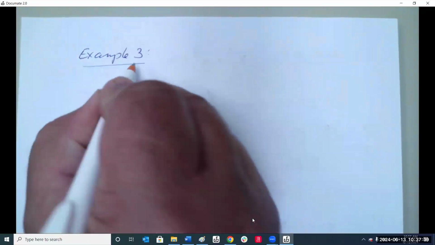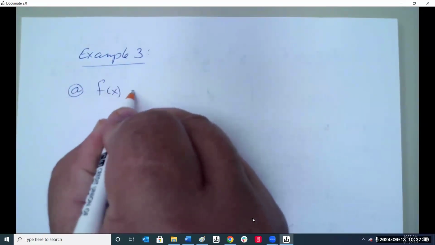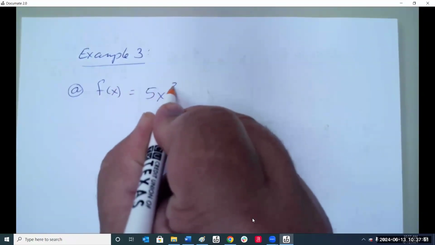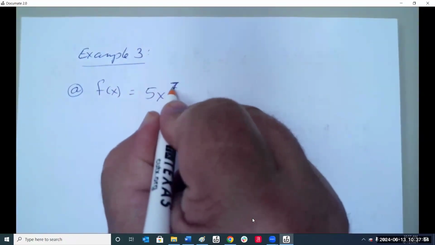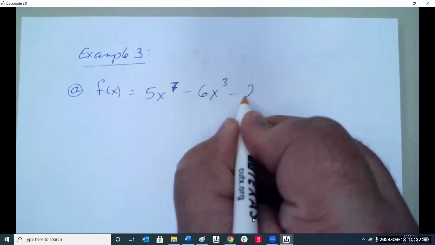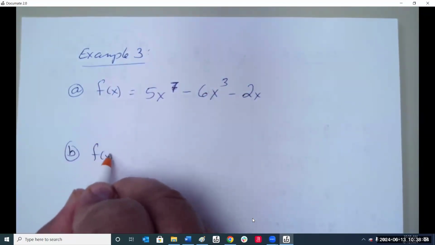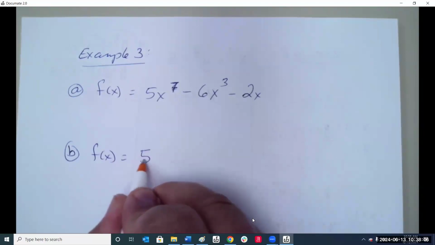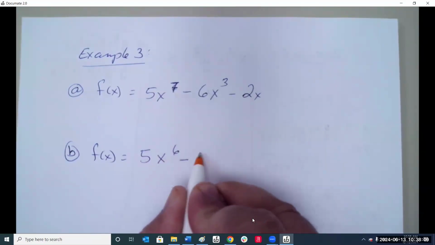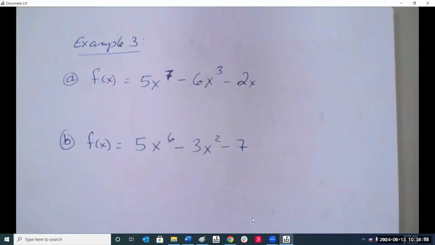Example 3. Determine if the functions are odd or even. I'm going to give you a shortcut here. Oop, this is 7. Minus 6x cubed minus 2x.